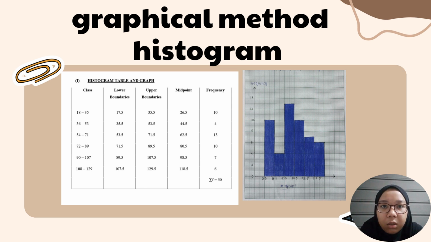For the graphical method, we decide to use a histogram and a frequency polygon. A histogram is a bar graph that represents the frequency distribution of a data set. So right now we have the table and graph that present the frequency. This table shows the data set for the histogram: lower boundaries, upper boundaries, midpoint, and frequency. This is the graph.